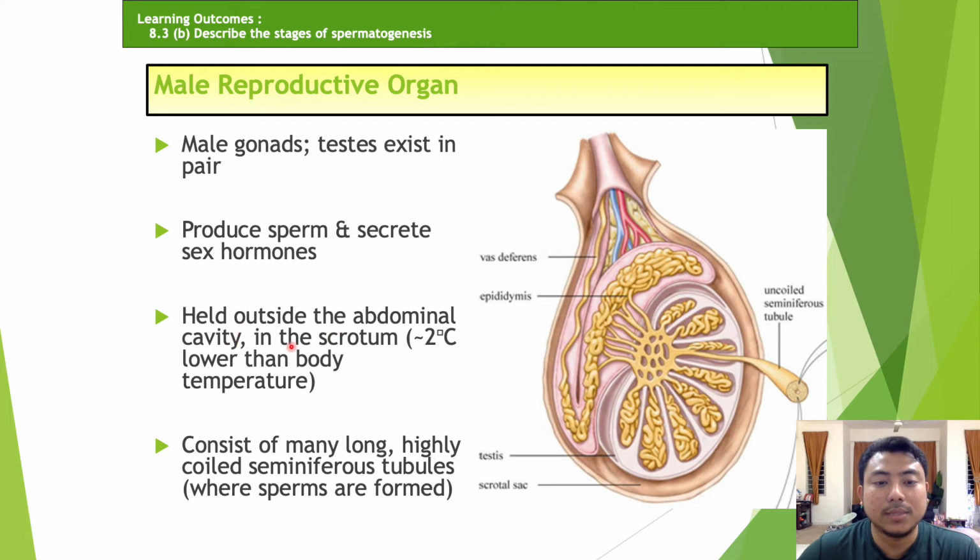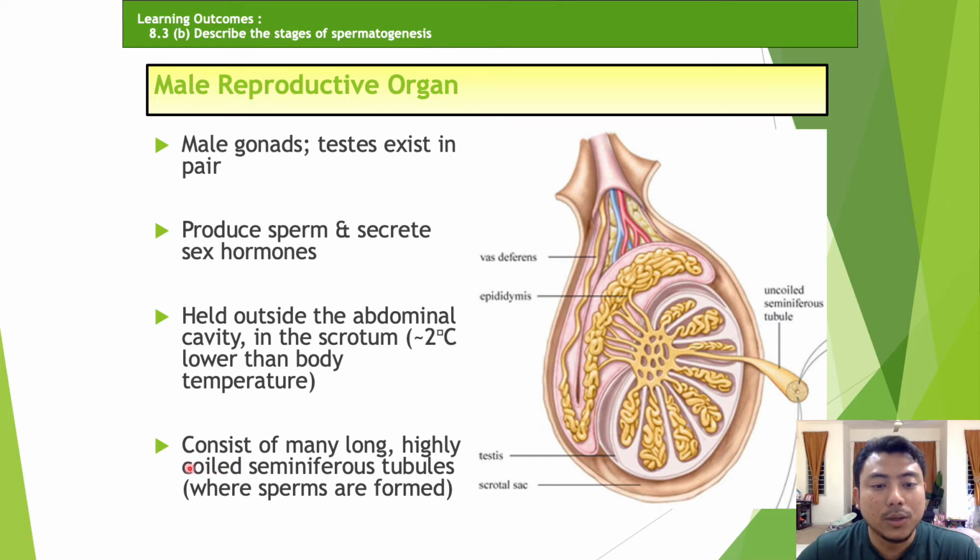It is held outside of the abdominal cavity. What does it mean? It means that this organ is held outside of the body. It is not inside your stomach. It is not somewhere hidden. It is totally exposed, only lined with the scrotum. So what is the function? Why do we need to have this? The male needs to have this in the scrotum because it brings down the temperature to about 2 degrees Celsius lower than the normal body temperature. So let's say your normal body temperature is 36.5. The temperature of the scrotum will be 2 degrees lower, i.e. it will become 34 degrees Celsius.